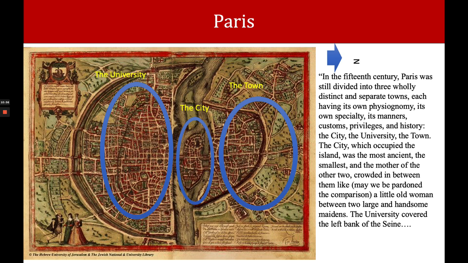The city, the university, and the town. The city, which occupied the island, was the most ancient. Right, so at the very center is that island, the smallest and the mother of the other two, crowded in between them, like, may we be pardoned the comparison, like an old woman between two large and handsome maidens. The university covered the left bank of the Seine. And so as he describes this, right, this is pretty much what Paris felt like for several years.